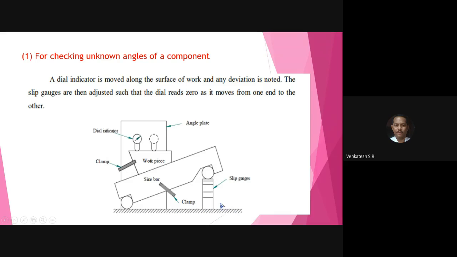If you already measured the taper using the universal bevel protector, calculate the slip gauges using that reading and place the combination of slip gauges below the sine bar. Keep the workpiece on the sine bar and clamp it using a magnetic clamp. Take a dial indicator and move it from one point to the other point. The deflection is 0.